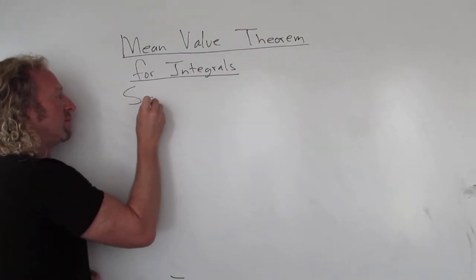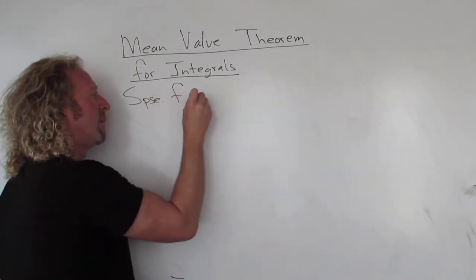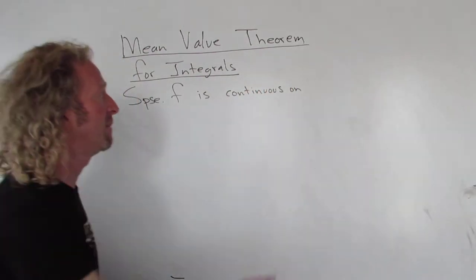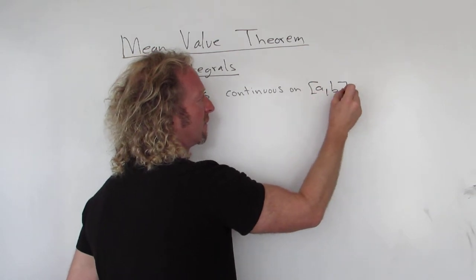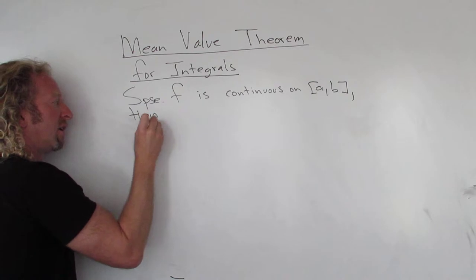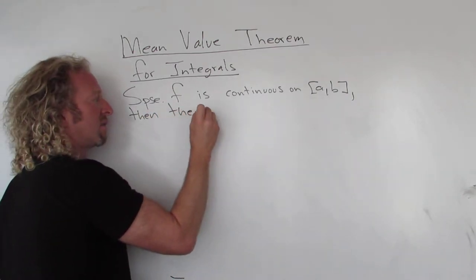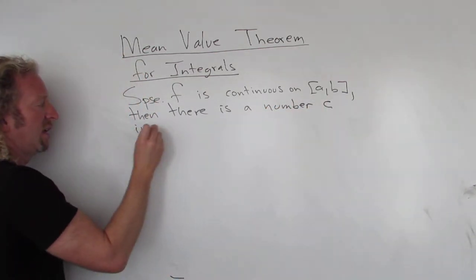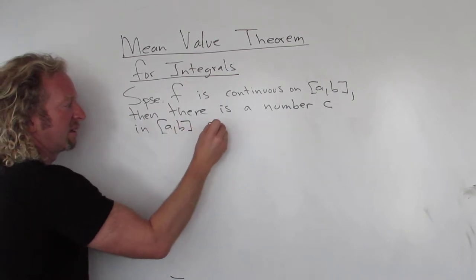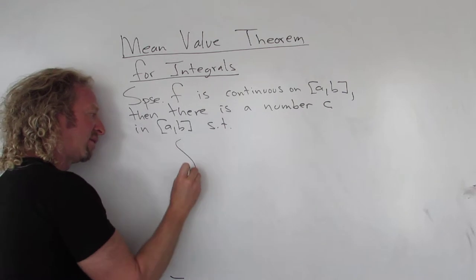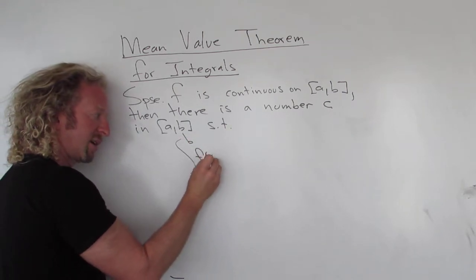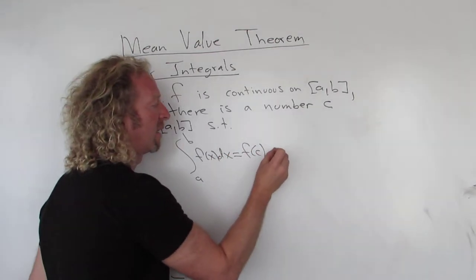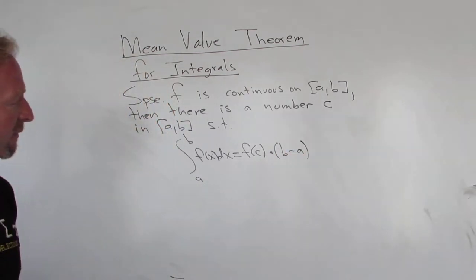So suppose you have a continuous function. Suppose f is continuous on the closed interval [a, b]. Then there is a number c in the closed interval [a, b] such that the definite integral from a to b of f of x with respect to x is equal to f of c times (b minus a). So that's the statement of the mean value theorem for integrals.